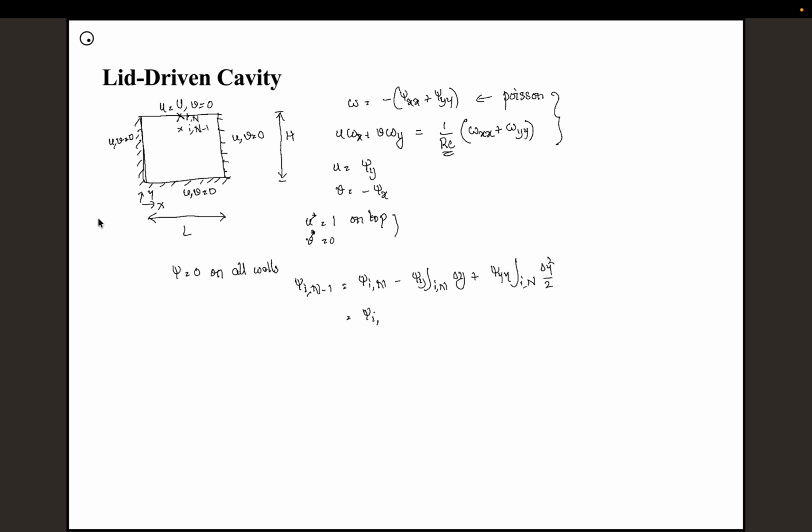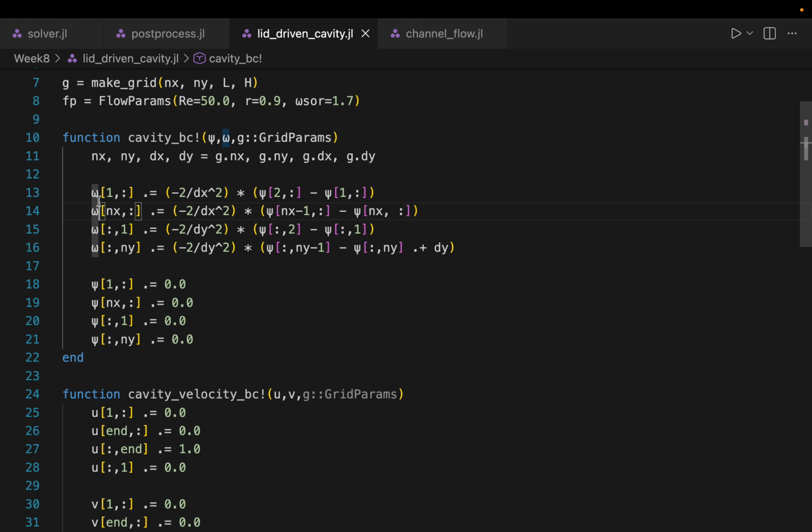So this will be, psi y is basically my velocity, in this case 1, plus the remaining terms. From this I can get the value of omega i comma n. This is for the top wall. For the other walls u will actually be 0, so you'll have only two terms. You do not have any additional delta y term coming into the picture. So these are the conditions.